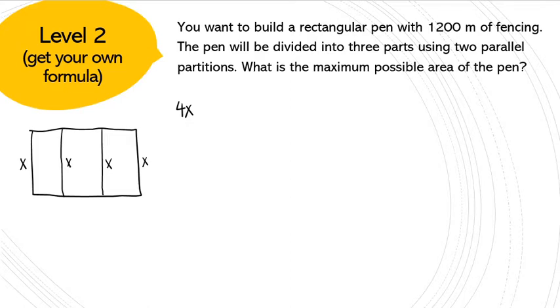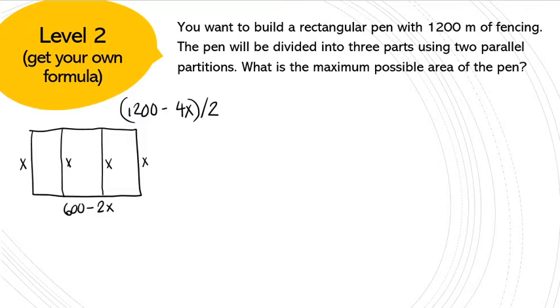So how much do I have left for the top and the bottom, or the 2 lengths of the fence? I had 1200, but I've got to take away the 4x I used on the widths and the partitions. So I have 1200 minus 4x for both the top and the bottom. If I wanted to know how much I have for either side, I can just split it in half, because this is a rectangle, top and bottom are going to be equal, which means both the top and bottom will be 1200 divided by 2 minus 4x divided by 2, 600 minus 2x.